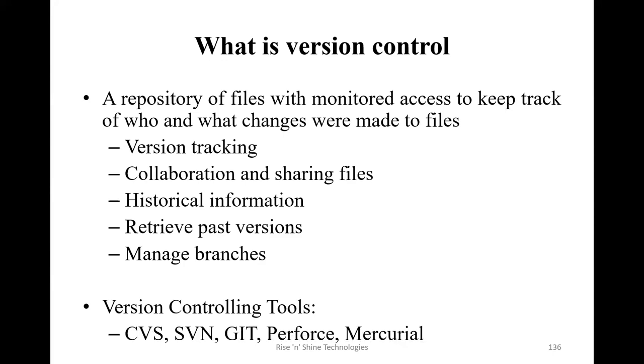But what are the different version controlling tools available in the market? We have CVS, SVN, Git, Perforce, Mercurial. So many tools are available. But the main tools to remember are SVN and Git. SVN is an old architecture, and Git is the latest architecture. Everyone is using Git. But at some point they will ask what is the difference between SVN and Git? We'll come back to that.